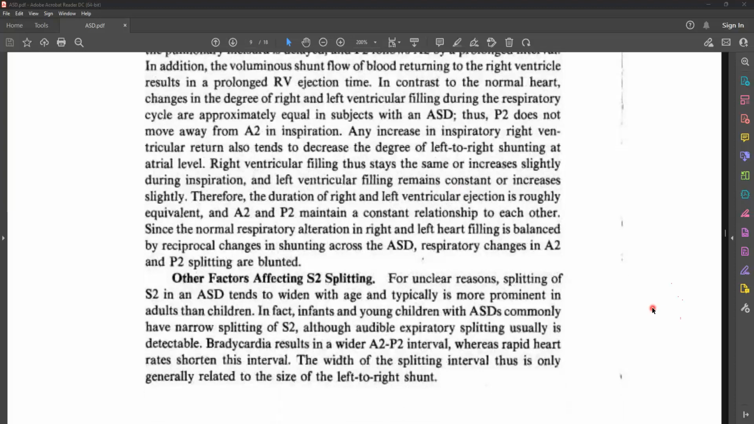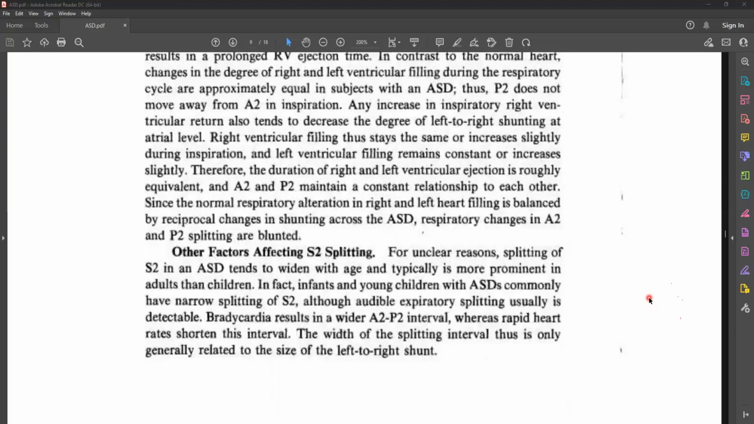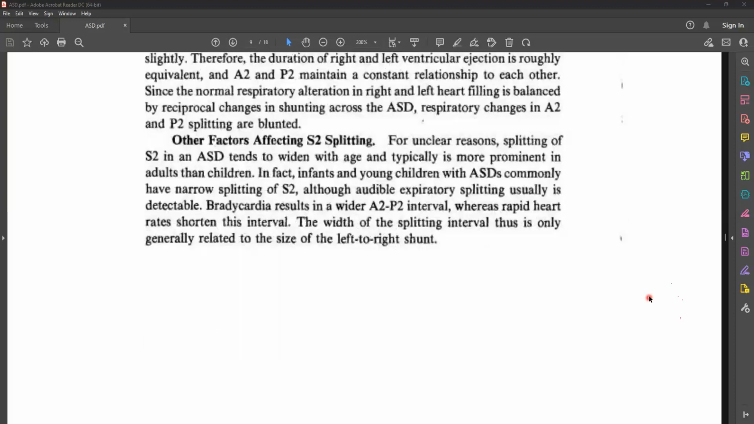Okay. The other factors you should know: when the heart rate decreases, the A2P2 gap can widen again. When there is a bundle branch block, that can be affected. Physiological variations can occur. So this is something you can just remember.